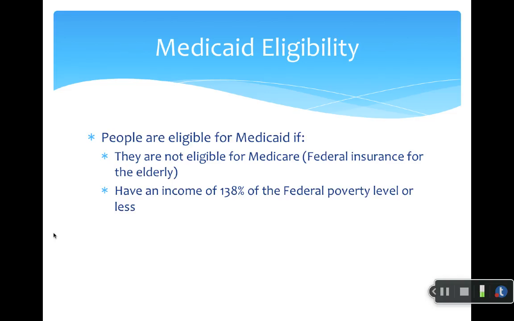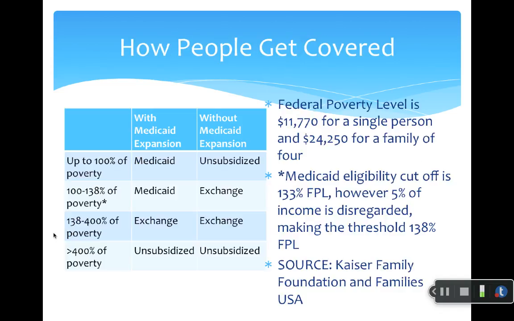What we see in terms of Medicaid eligibility is that if you're not eligible for Medicare, the federal insurance program for the elderly or the chronically ill, then you may be eligible for Medicaid if you have an income of 138% of the federal poverty level or less. Now, the official federal standard, and this is a little confusing, is actually 133% of federal poverty level, but 5% of all income is disregarded as negligible. So basically, if you're at 138% or below of the federal poverty level, you are eligible for Medicaid. So, of course, the question is, how much money is that?